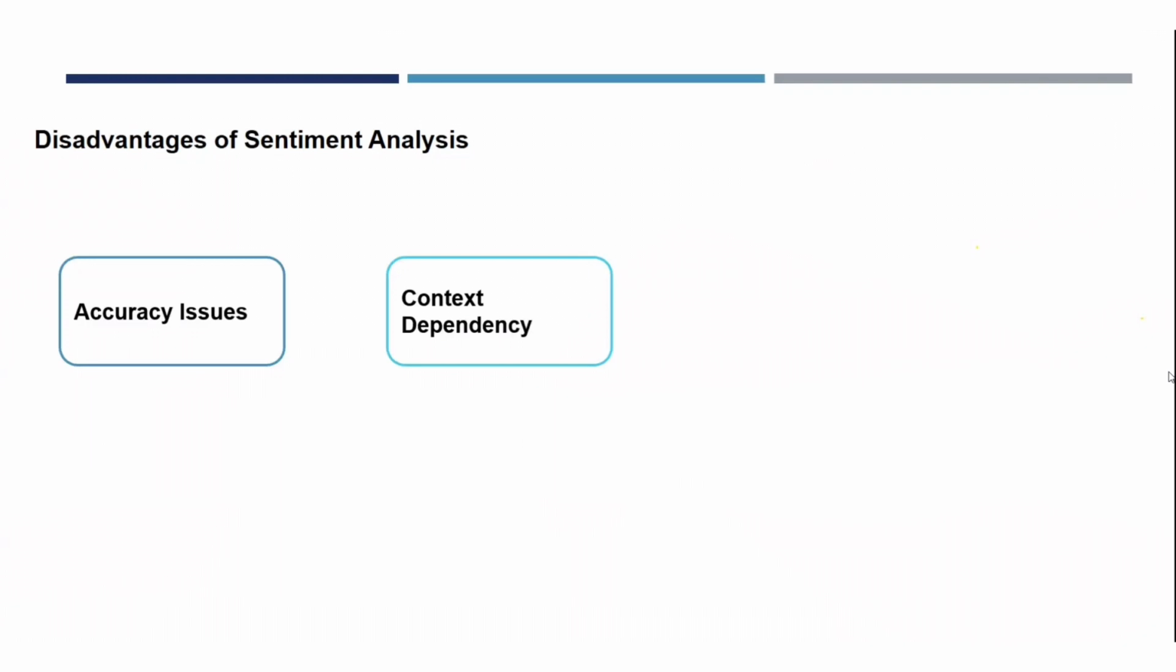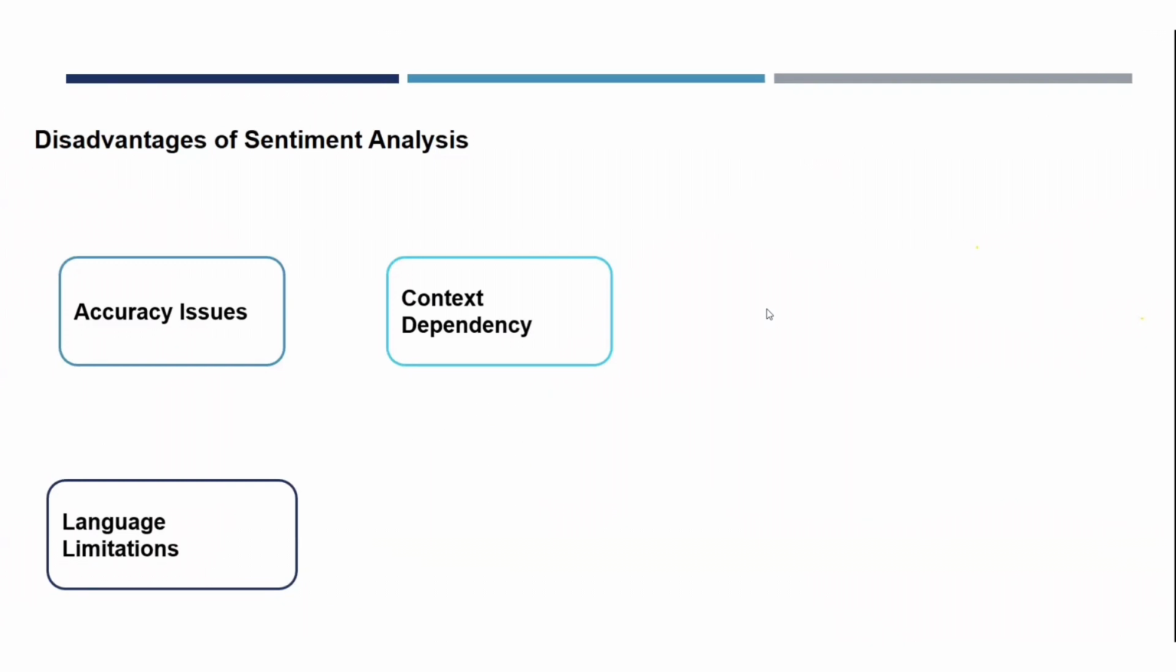Next, context dependency. What is context dependency here? Context dependency means words can have different meanings in different contexts, affecting accuracy. Awesome is a word towards the positive. Very good is also positive. Not bad, what does that mean? That is also one of the positive reviews. We can say not good, not bad, 50-50. So we have to consider context dependency as well.